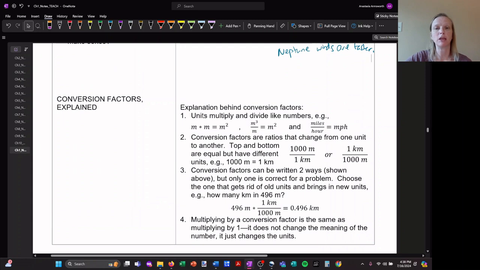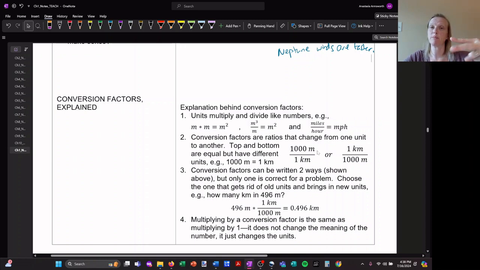Just remember that units can be multiplied and divided just like numbers. Meters times meters is meters squared. Meters cubed divided by meters is meters squared. Miles divided by hours gives you miles per hour. Conversion factors are just ratios that change from one unit to another. The top and the bottom are equal to each other. Those 1 and 1,000 don't look equal to each other, but because of those units, they are equal to each other.